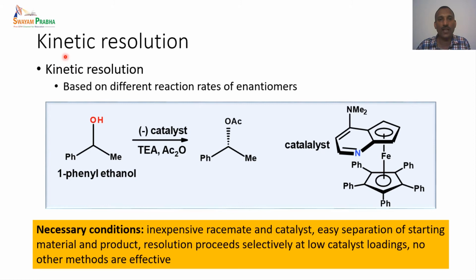The next method is the kinetic resolution. In the enzymatic one, we use enzymes. In the case of kinetic resolution, we generally use some catalyst. In this particular case, phenylethanol is treated with the catalyst in the presence of acetic anhydride and the base triethylamine, giving the corresponding acetate derivative. The catalyst structure is shown here. This is the chiral reagent which is employed for this kinetic resolution.